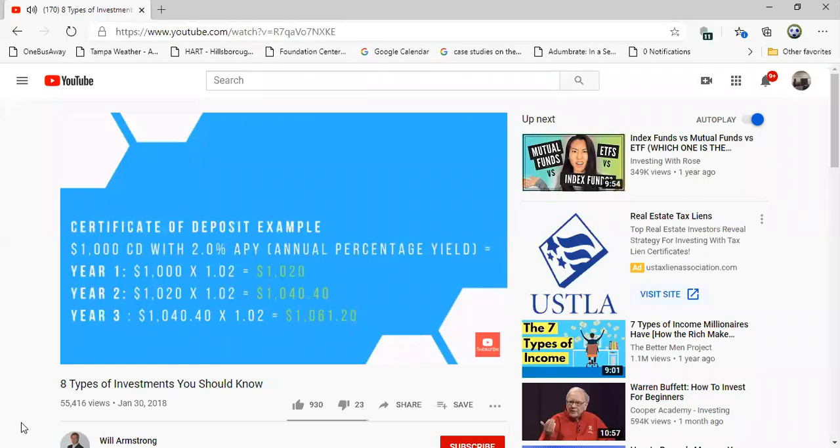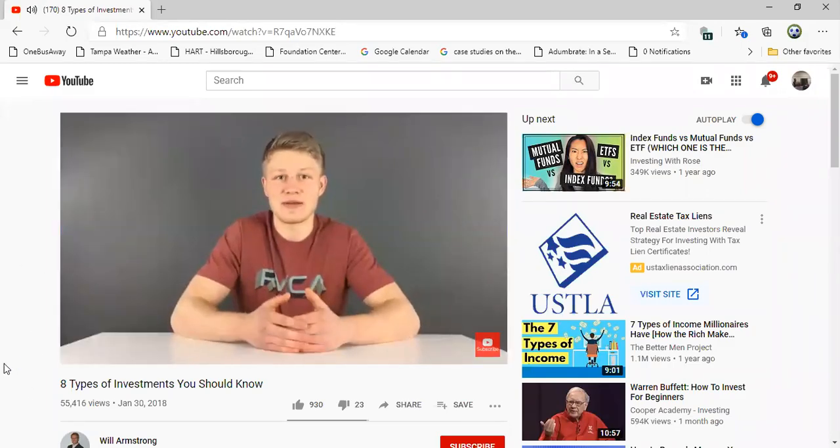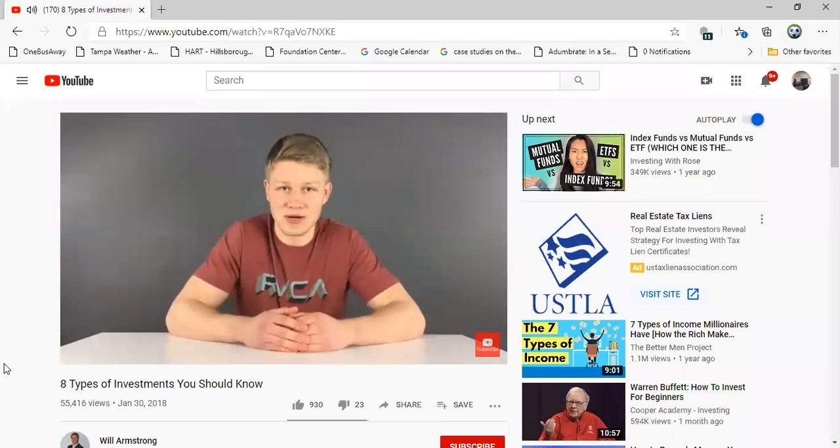After 2 years, you'll have $1,040.40. After 3 years, you'll have $1,061.20. The advantage to a CD is compound interest and the fact that it forces you to save more.